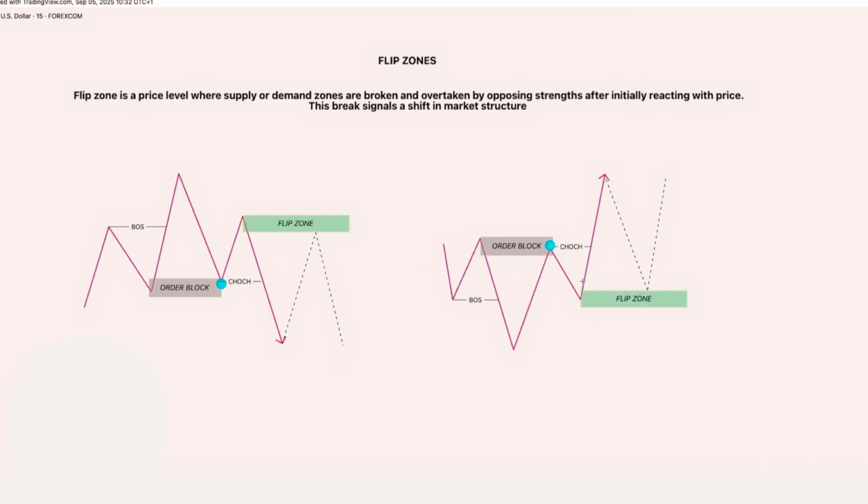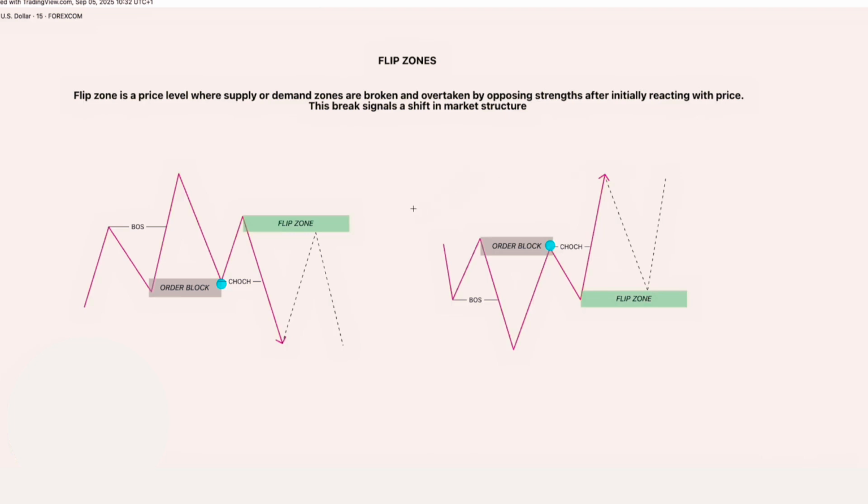Same thing is applicable here. A break of structure to the downside. We map out the order block. What did the price do? Price tapped into that particular order block. Now a little hope that it's going to move in our direction. But what happened? Price cleared it to the upside. The flip zone would be from the point of the clearance. That is the point of reversal. You can see the price tap in there and then move in your direction.